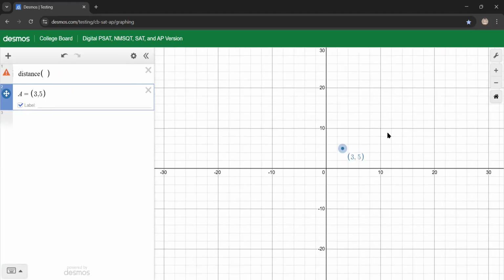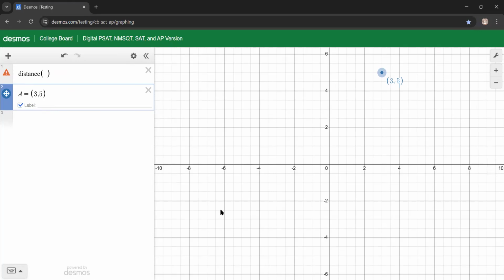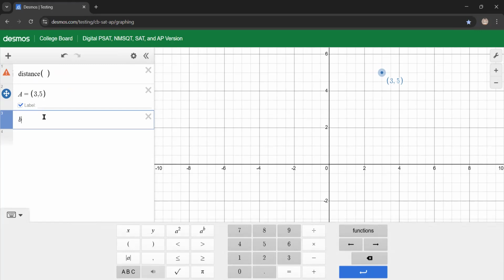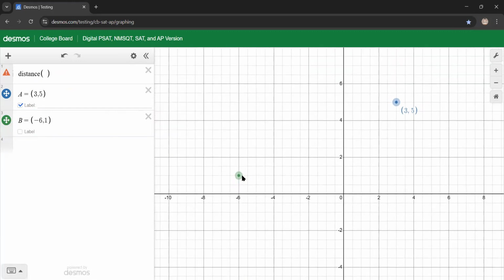Let's go to the default view. And let me take some point here, B, capital B is equal to -6, and let me take 1. It would be interesting. Okay, so I have the points here, 2 points. I can label them. Now, how will you find the distance?